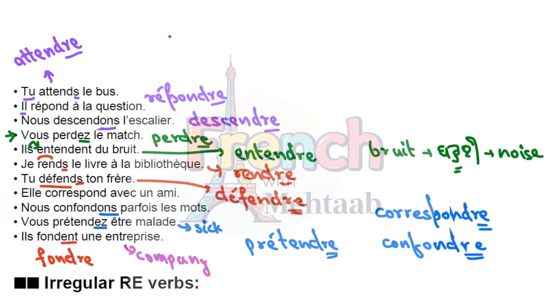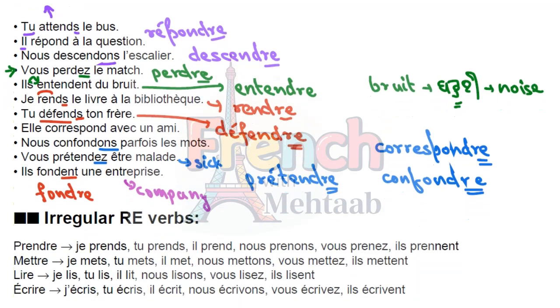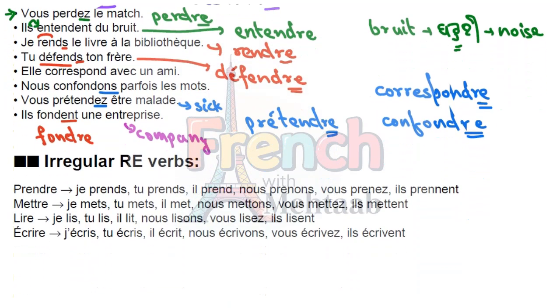Okay. So as in the ir ending verbs we did, also in re ending verbs some of the verbs are irregular, which we need to memorize as such. There is no rule for conjugating them. They do not follow any kind of rules. So the first verb is prendre. Prendre means to take.